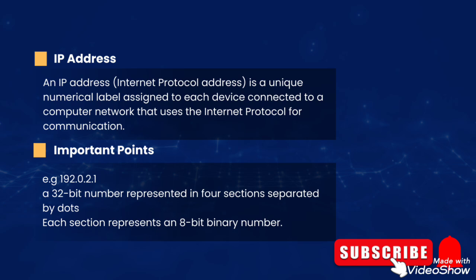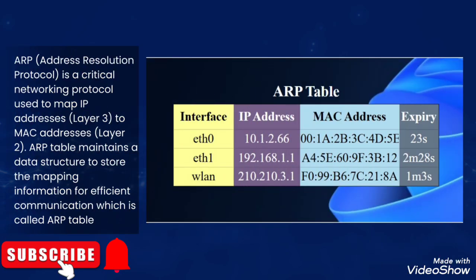E.g., 192.0.2.1. A 32-bit number represented in 4 sections separated by dots. Each section represents an 8-bit binary number. ARP, Address Resolution Protocol, is a critical networking protocol used to map IP addresses, layer 3, to MAC addresses, layer 2. It maintains a data structure to store the mapping information for efficient communication, which is called the ARP table.